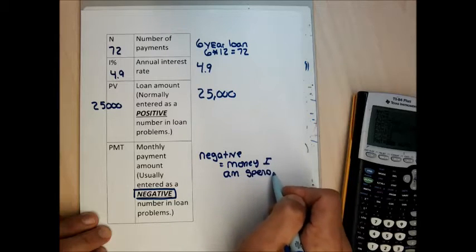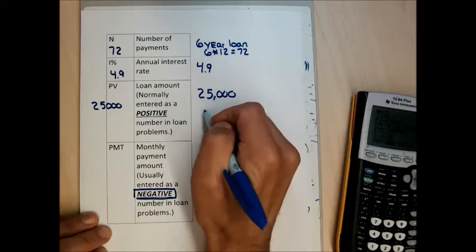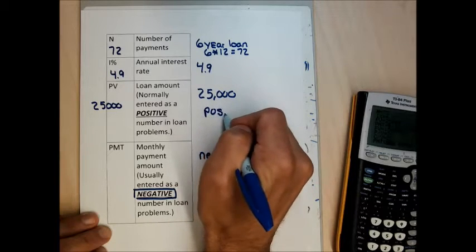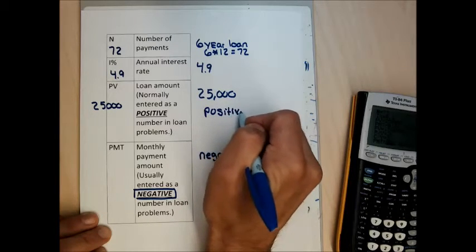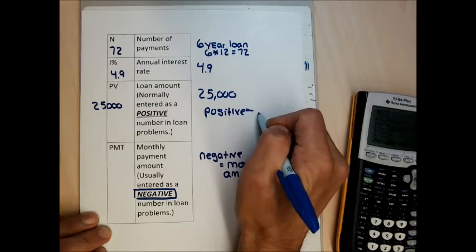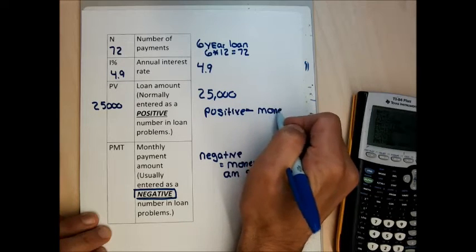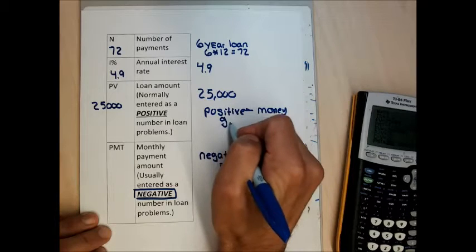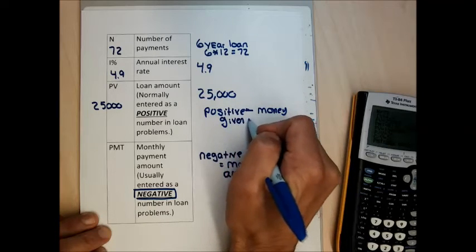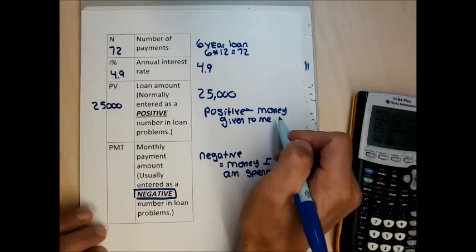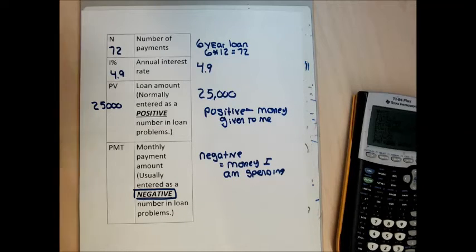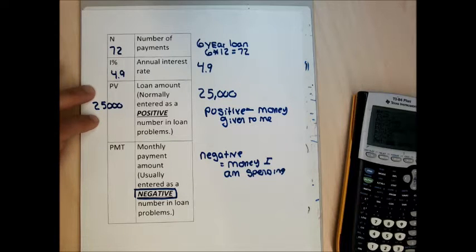And when it comes to money problems, positive values for loan problems would be the money that's given to me. And in some sense, when you take a loan, the lender gives you money and then you give it to the bank in some sense, or to the person selling the car. So you're given this $25,000, so it comes as a positive, and you're paying back the monthly payment, and that would go in as a negative.